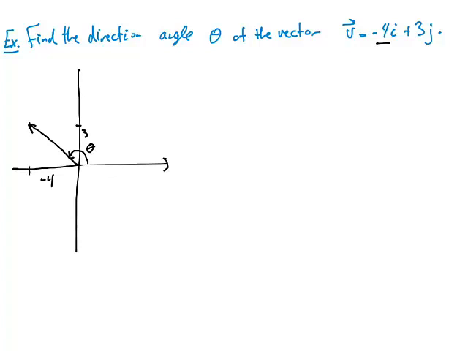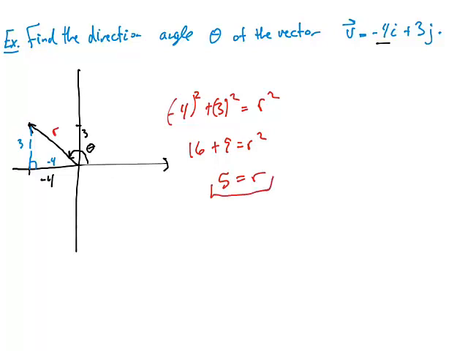Okay, so we can think about this as a right triangle. So this is 3, this is -4. If we did -4 squared plus 3 squared is equal to, let's call this r, I have 16 plus 9 is equal to r squared, so 5 is going to equal r. So that's the magnitude. And actually we don't even need to do that, but if I want to find this angle here, what I could do is simply use one of the trig functions.